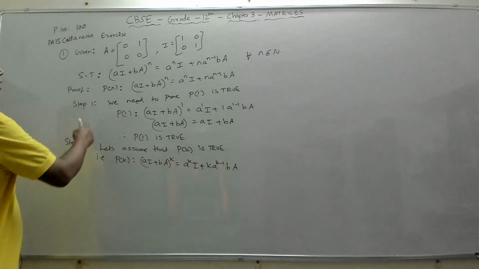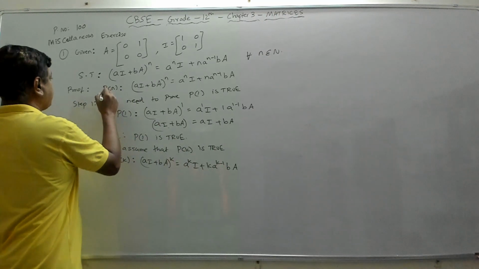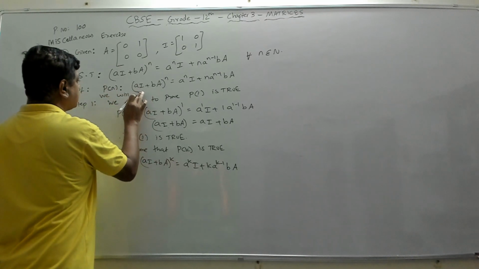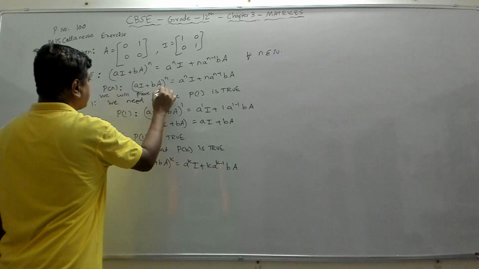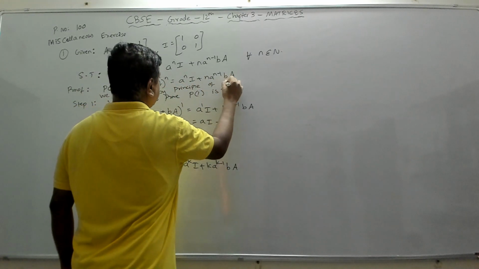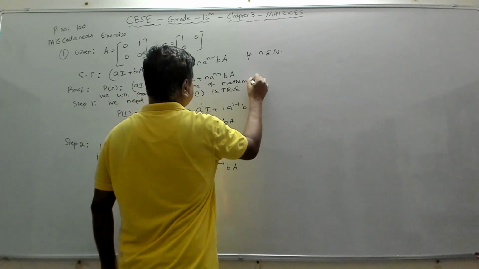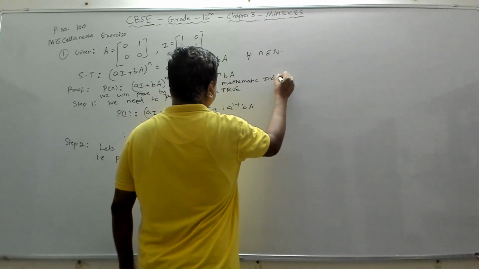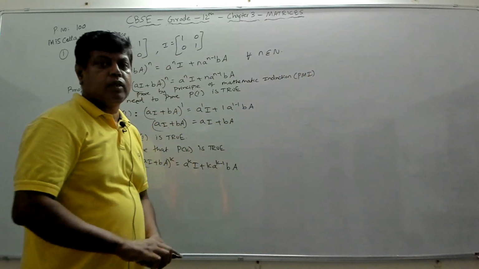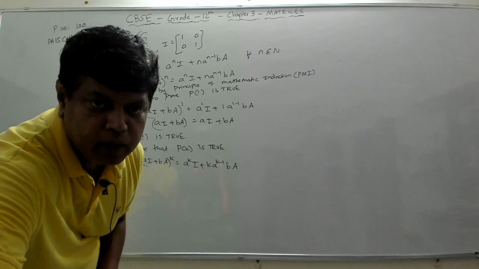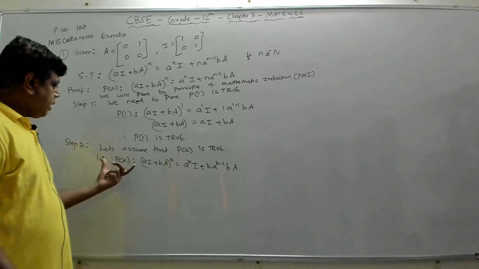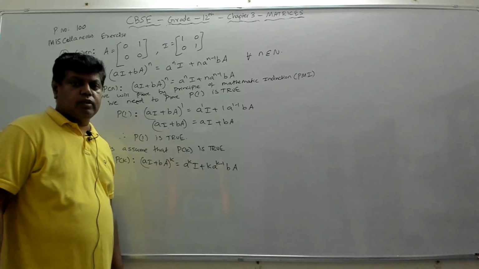Right? So I should be writing here. Before the step, we will say we will prove by principle of mathematical induction. In short, we call it PMI. PMI means principle of mathematical induction. Okay. So we have step 2 where we will assume P of k is true.